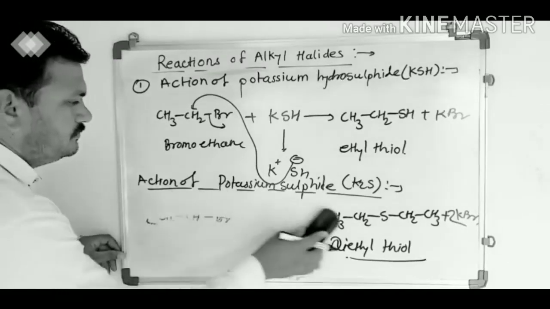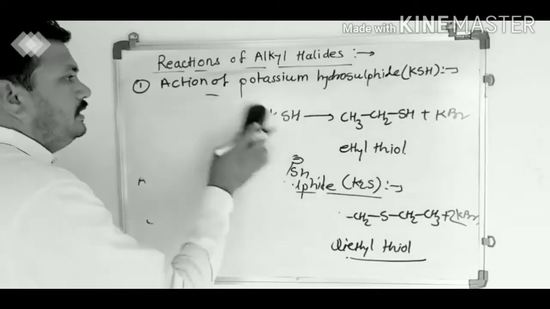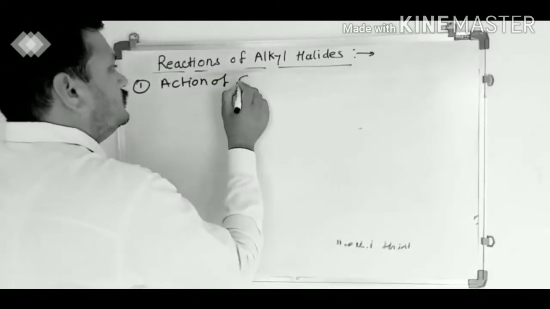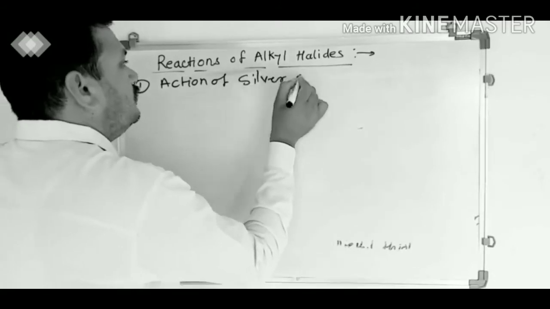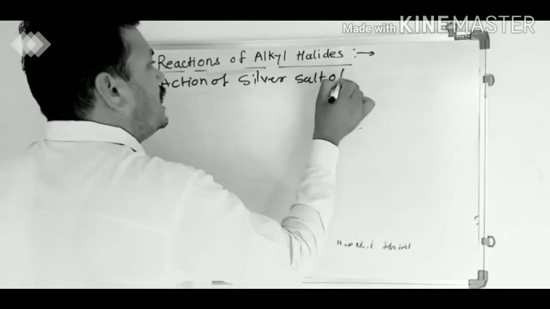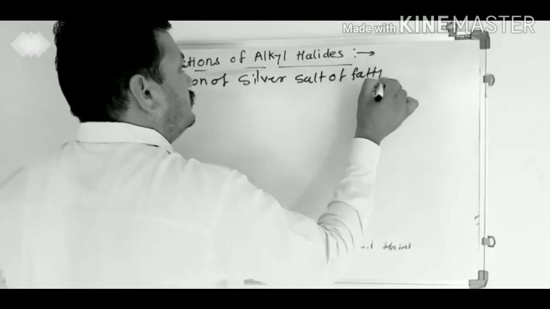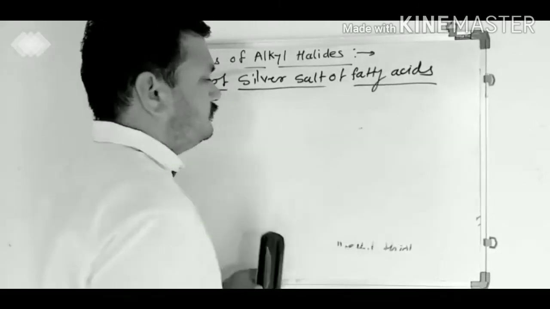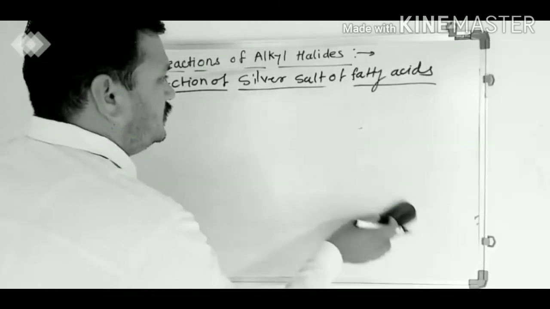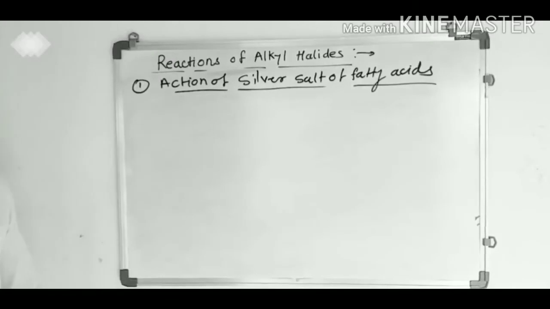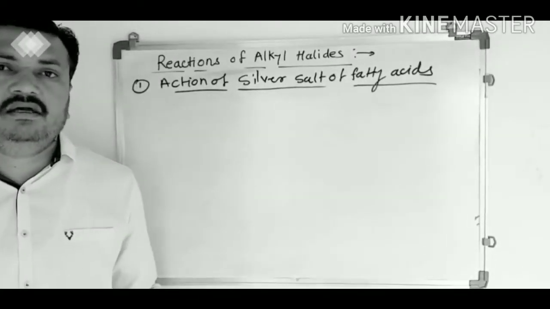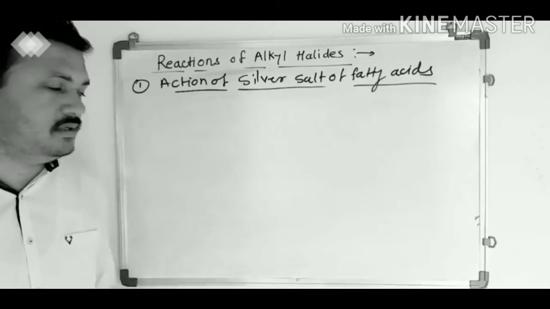Second reaction, it is action of silver salt of fatty acids. Next it is action of silver salt of fatty acids. When silver salts of fatty acids are treated with alkyl halide, we get the product ester, like this.